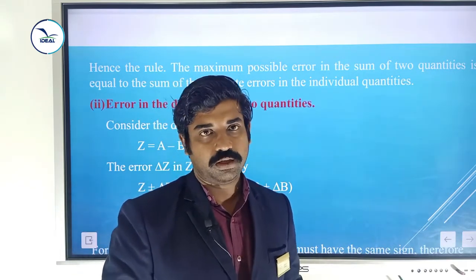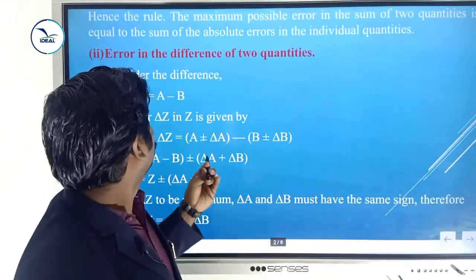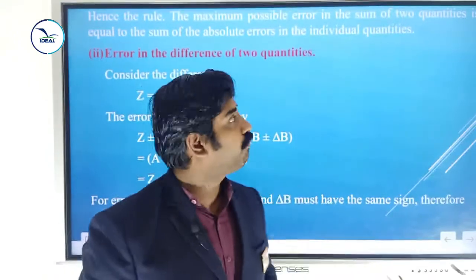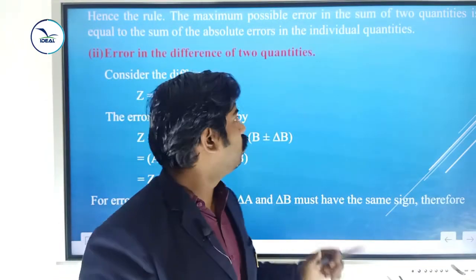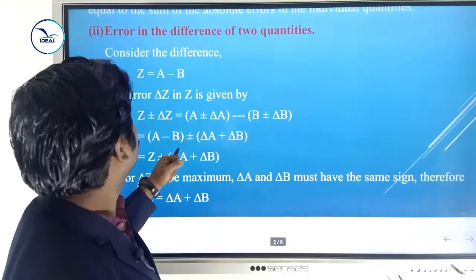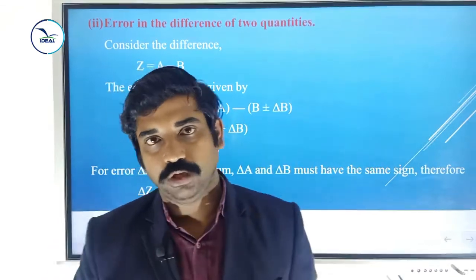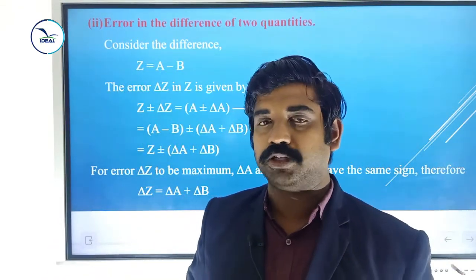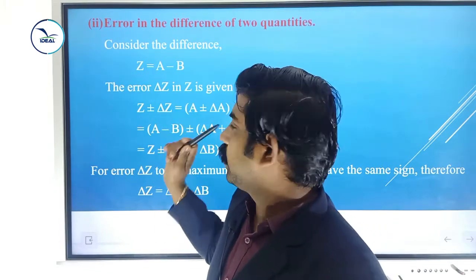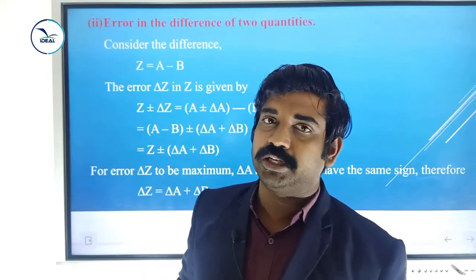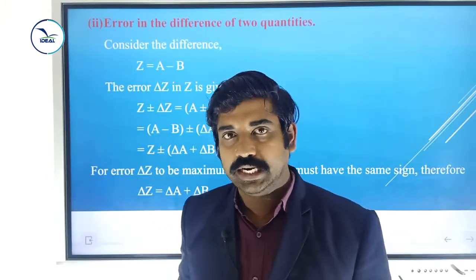Okay, so likewise, the next one, error in difference of two quantities. That's also the same. So we can have a look. We consider an equation Z equal to A minus B. So we know that A is equal to A plus or minus delta A. We can substitute that here. Okay, and likewise B is equal to B plus or minus delta B. And the error in Z is delta Z.